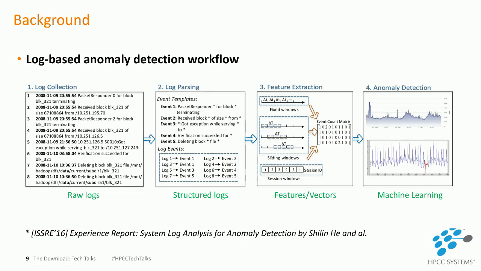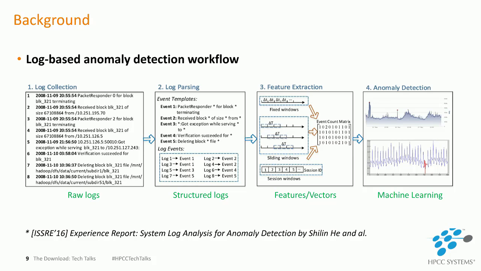So, about log-based anomaly detection. This picture shows the four main steps which most of the works on log-based anomaly detection have been using. This picture was taken from the paper shown on the PowerPoint below, an experience report from Shilin He et al. In this picture, the first step is log collection, which is basically getting the logs from any device or from a system. So that's the first step.